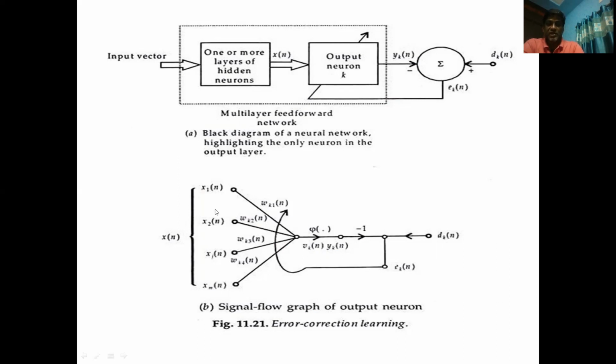You need to understand that x1, x2, and so on up to xn are the inputs given to the neuron. Wk1, Wk2, Wk3, and so on, these are the synaptic weights connected to the corresponding neuron. These weights get updated based on the error term calculated. That is the main concept used in error correction learning.